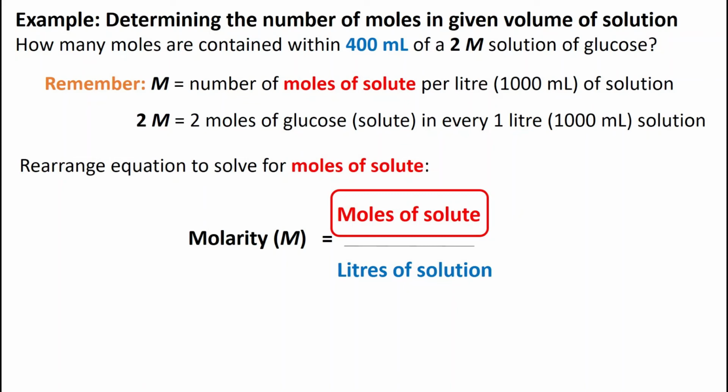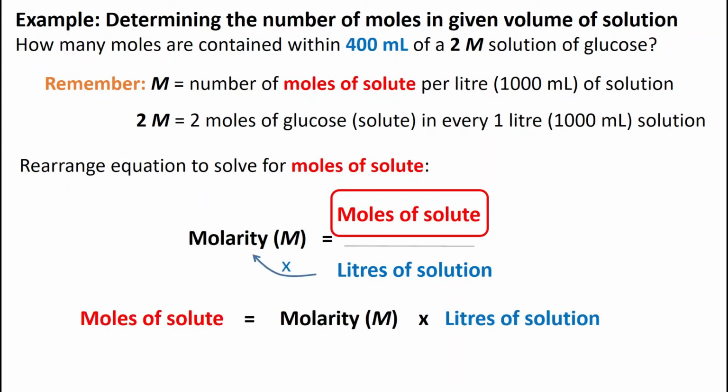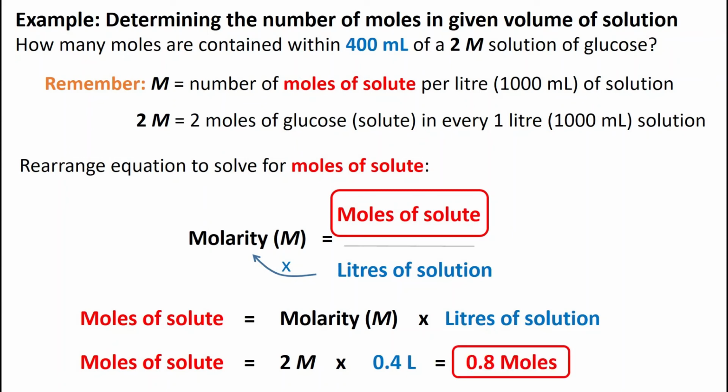We know the volume, we know the molarity, but we don't know how many moles this represents in that volume. So we do this by multiplying the molarity of the solution by the volume we are interested in. So moles of solute are equal to the molarity multiplied by the volume in litres, which is 2 molar, multiplied by 400 millilitres, which in litres becomes 0.4 L. And as you can see, this gives us 0.8 moles. So this means that if you have a 2 molar solution of glucose, there are 0.8 moles of glucose dissolved in every 400 millilitres, or every 0.4 litre.